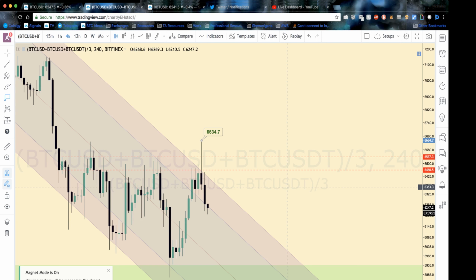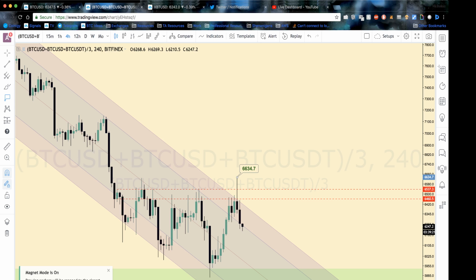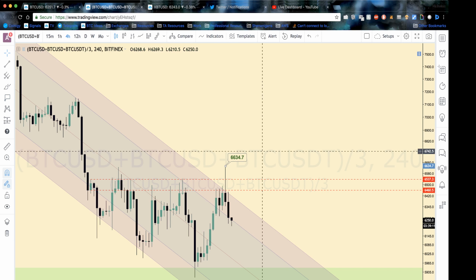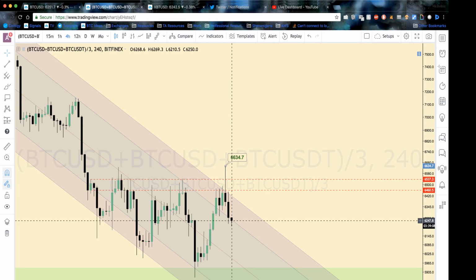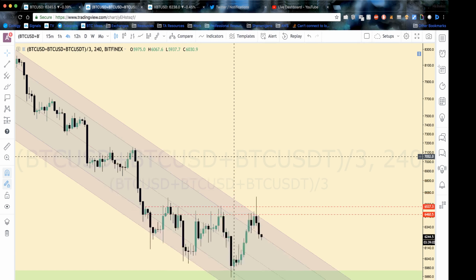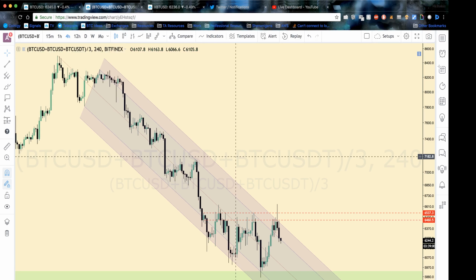66.34. And I don't know what this is, this is probably a combination of Bitfinex, Coinbase, and Binance. But we traded all the way up here, but boom, closed well within the pitchfork. Not well within the pitchfork, but we closed within the pitchfork. So the point of me saying this is the trend. The trend is down.